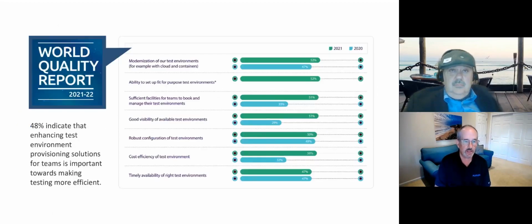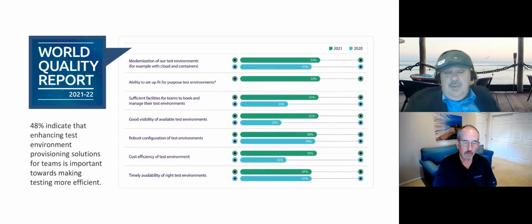Where do you do the testing? And this was interesting, with so many people indicating that enhancing their test environments was really core to their success in this area. Would you agree with that? Do you see some interesting trends here, Mark? Yeah, it's really not surprising to me. Roughly half indicate test environment provisioning solutions are important to making their test environments more efficient.